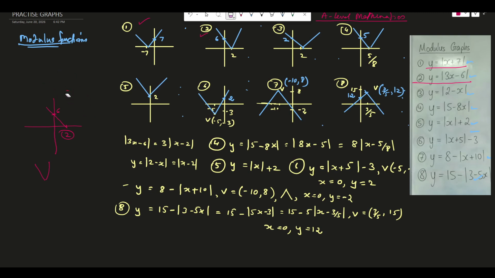Okay, whatever concepts I'm using here, I think we have discussed in the earlier video, like the vertex form and all that. I'm using them directly without much explanation, just constructing the graphs. This is the third one. y is equal to modulus of 2 minus x.